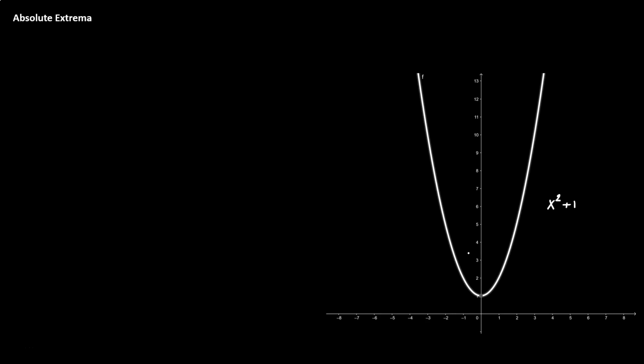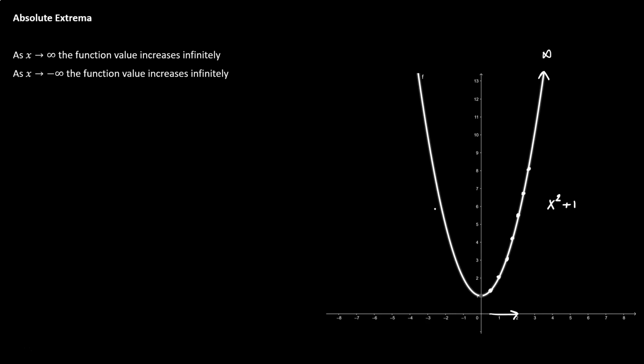And if we take a look at what happens to this function as x increases, so we're watching as x goes towards positive infinity, the values on our curve are increasing. And as x gets bigger and bigger, this curve just continues all the way up to infinity. So as x goes to infinity, the function value increases to infinity. It just gets larger and larger, almost like there is no stopping point. The same thing happens if we look at x going to negative infinity. The function value increases infinitely to positive infinity.